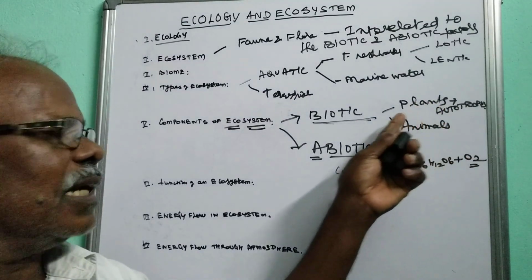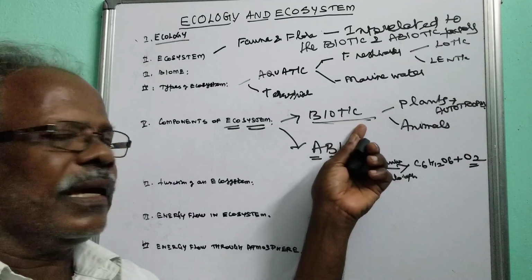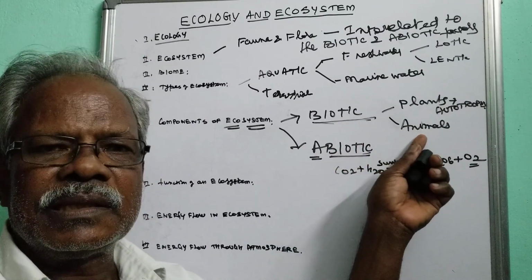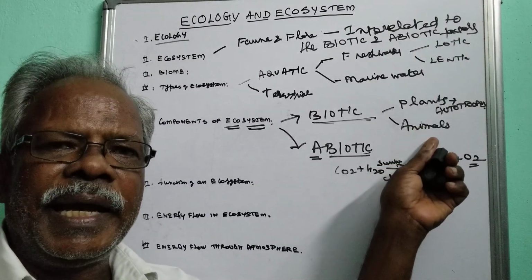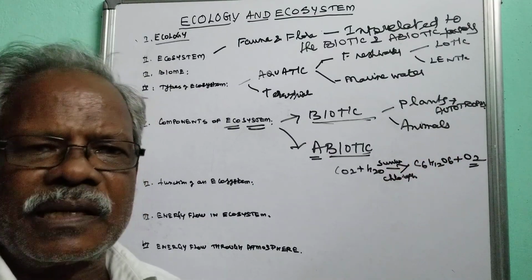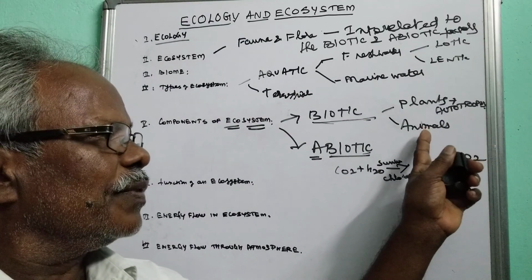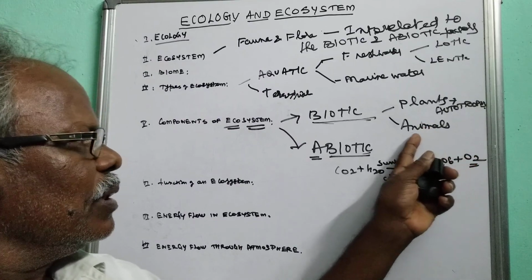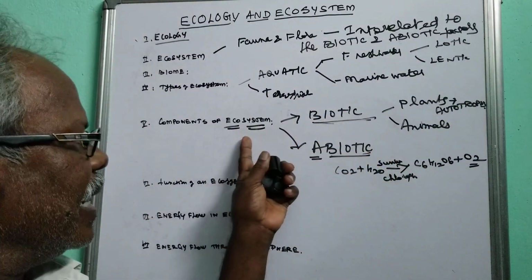These are otherwise called producers, and they support the animals. The animals are otherwise called heterotrophs. Hetero means different, troph means dependent. They depend upon the autotrophs, that is plants. So without plants, the animals cannot survive. So these are all called biotic components, or biotic factors, of the ecosystem.